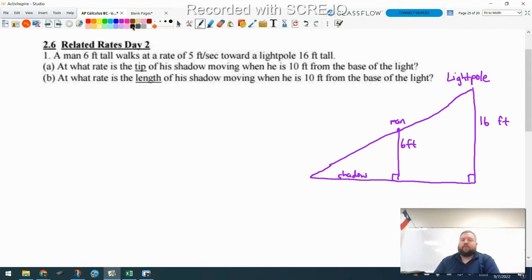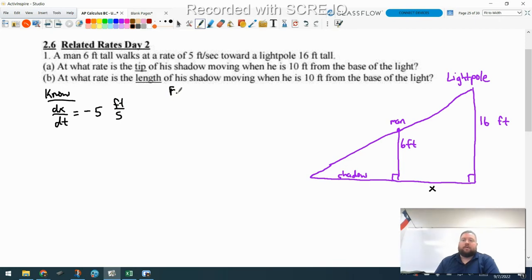We're going to do two different questions with this. So here's what we know. We know that the man is walking toward the light pole at 5 feet per second. So that's this distance right here. I'm going to call this x. So the rate of change of x would be dx over dt. And if the man is walking toward the light pole, that distance is getting smaller. So our rate of change should be a negative number, negative 5 feet per second.